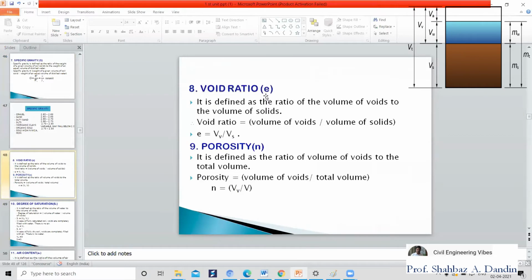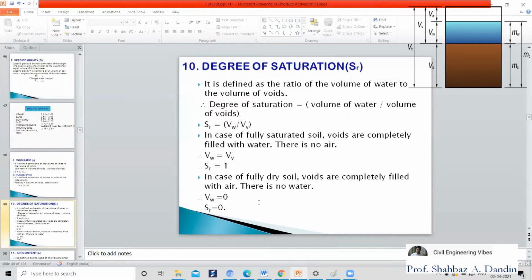Next is about voids ratio, e. E is equal to volume of voids divided by volume of the solids. Okay, please always imagine the three-phase diagram. Porosity is equal to volume of voids divided by total volume. What is the difference between voids ratio and porosity? In voids ratio I compare with respect to volume of solids. Here in porosity I compare the volume of voids with the total volume. This is the difference between porosity and voids ratio.